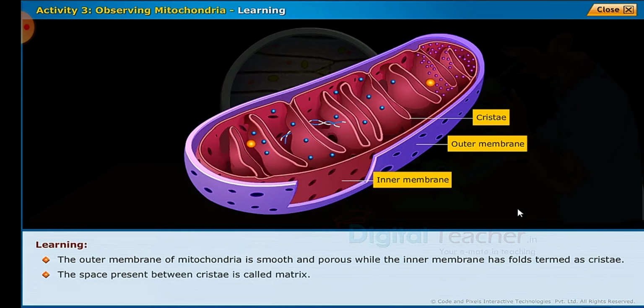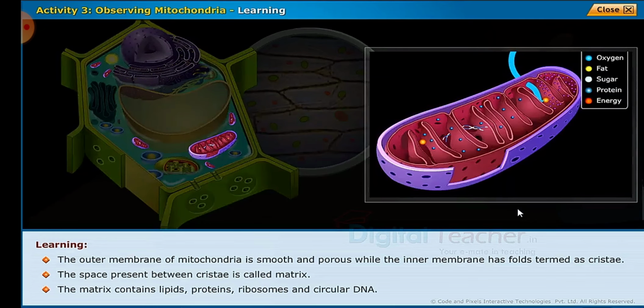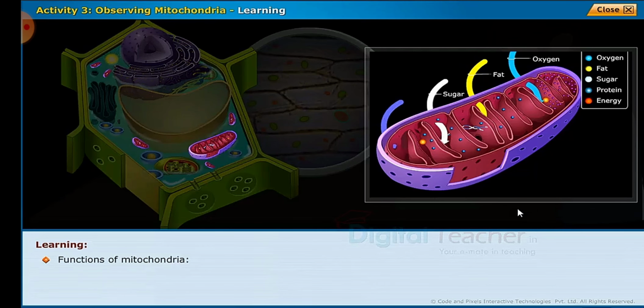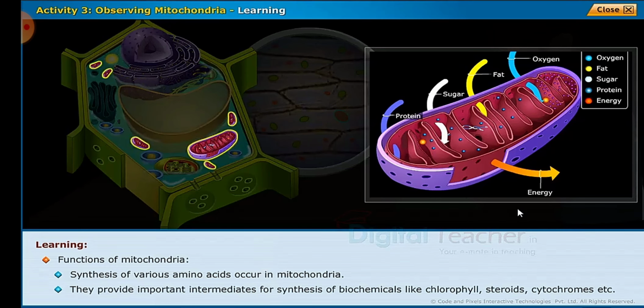The space present between cristae is called the matrix. The matrix contains lipids, proteins, ribosomes, and circular DNA. Functions of mitochondria. Synthesis of various amino acids occurs in mitochondria. They provide important intermediates for synthesis of biochemicals like chlorophyll, steroids, cytochromes, etc.